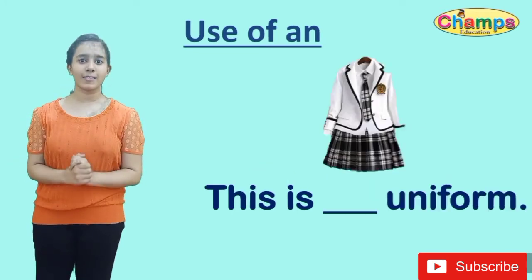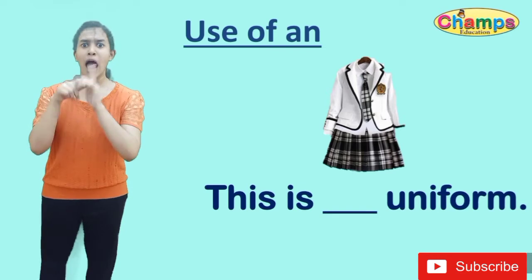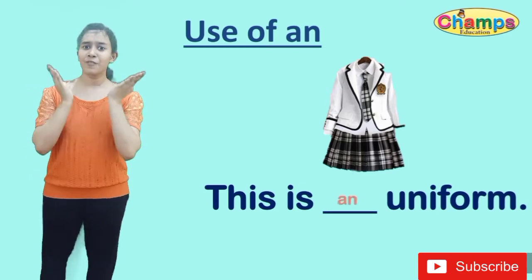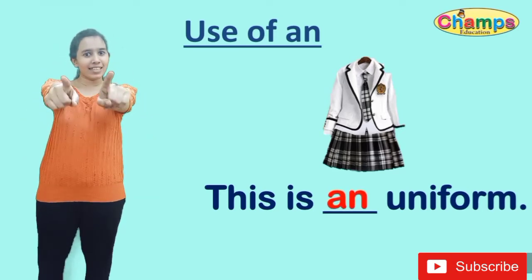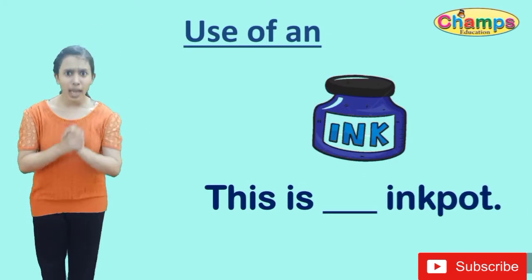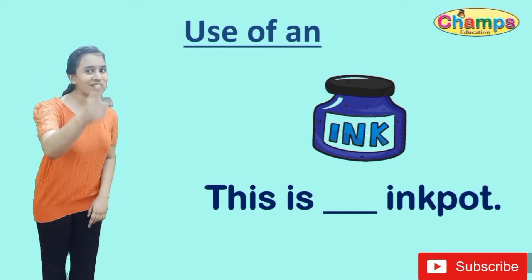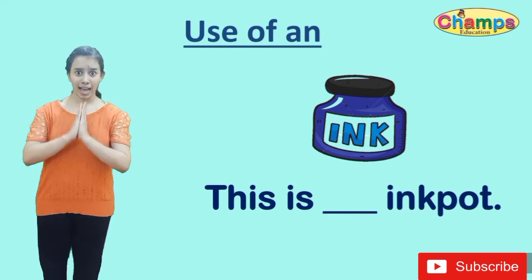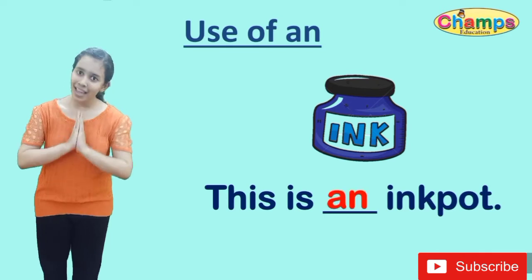Very good, guys. This is an uniform and uniform starts with U. That's why we put an here. Very good, guys and girls. This is an ink pot and ink pot starts with, very good students, ink pot starts with I and I is a vowel. That's why we put an here.